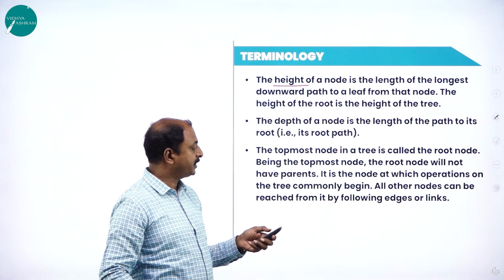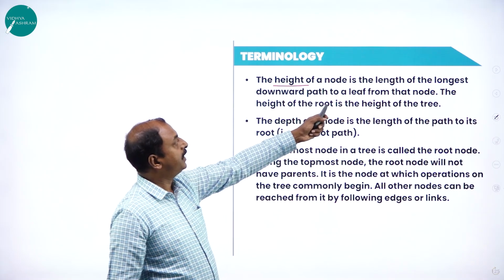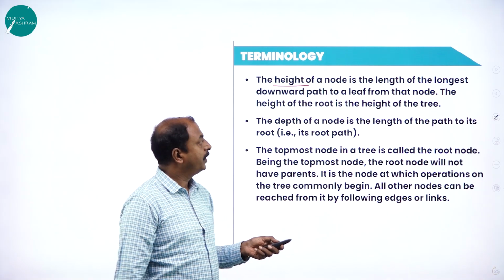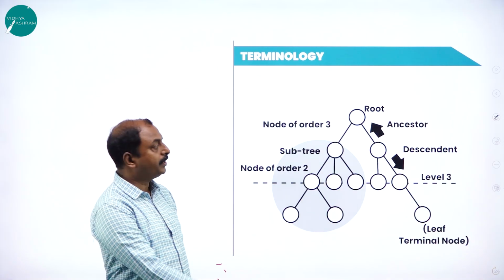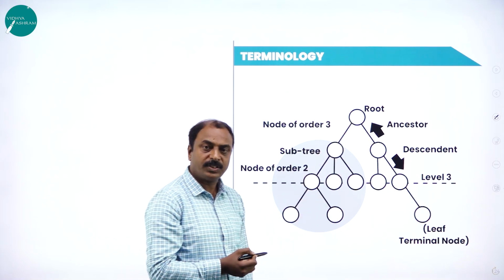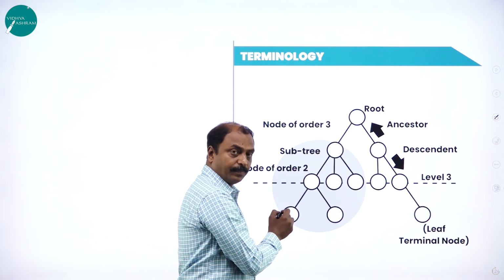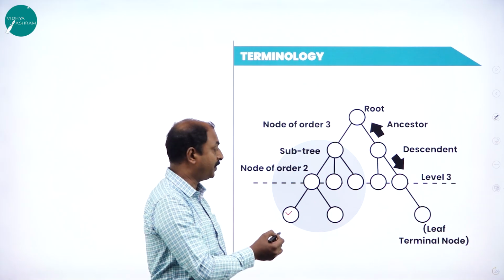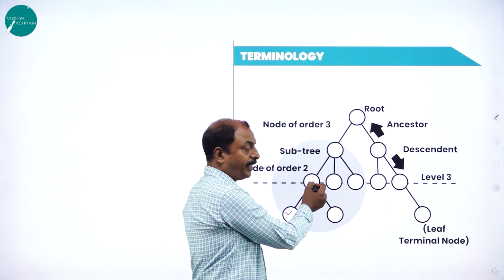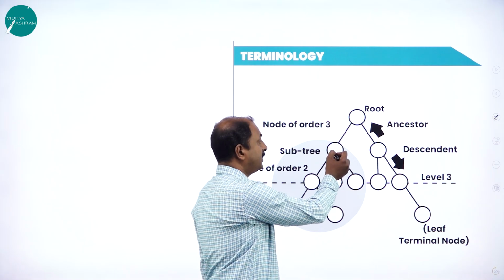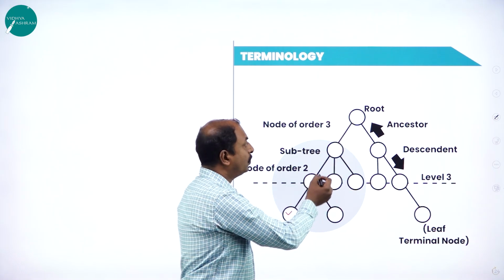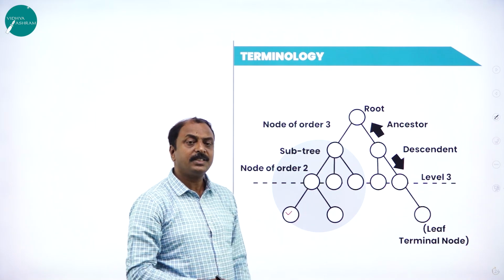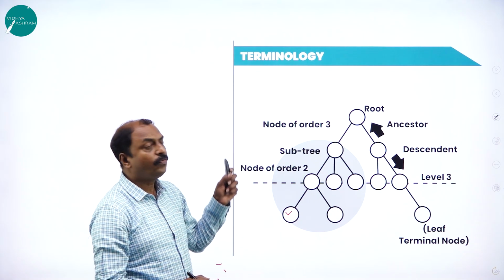Now let us see the definition of height. It is the length of the longest downward path to a leaf from the node. Look at this example here. In this example, root is the first node. What is the height or length of this? This is the parent node, and this is the parent node for this, and this is the root. So from here to here, there are 4 nodes. So the height of the tree is 4. That is the definition of height.